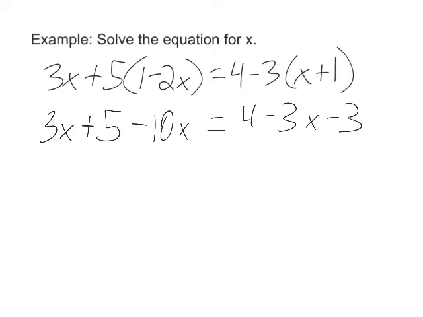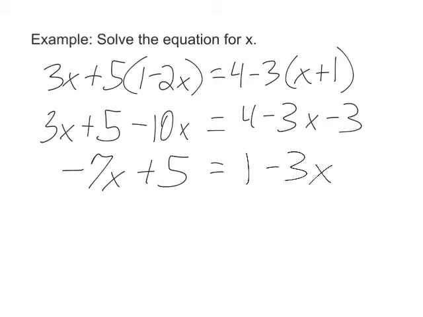Okay, now again we're simplifying, so we combine like terms on each individual side. I have 2x terms here to put together. 3x minus 10x is going to give me a negative 7x plus the 5. And then on this side we have two constants, 4 and minus 3. 4 minus 3 is positive 1 minus 3x.